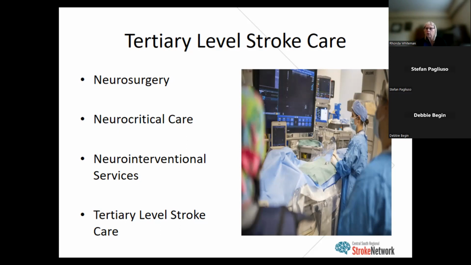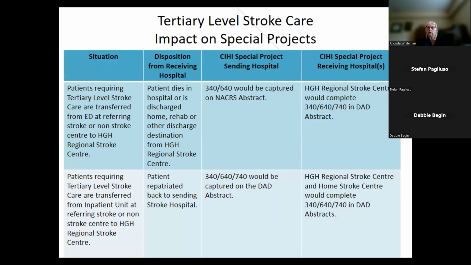neurocritical care, other neurointerventional procedures for hemorrhagic strokes, so coil aneurysm coiling, AVM embolization or gluing, or sometimes we know we have young patients or patients who require specialized tertiary level stroke care. So really, when we look at it, it depends, again, where the patients are coming from. If they're coming from the emergency department, 340 and 640 would be completed in the NACRS abstract of the sending hospital.